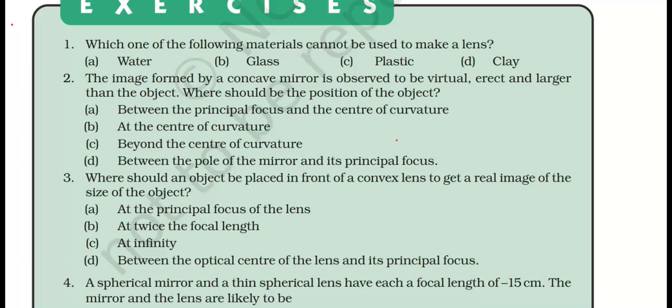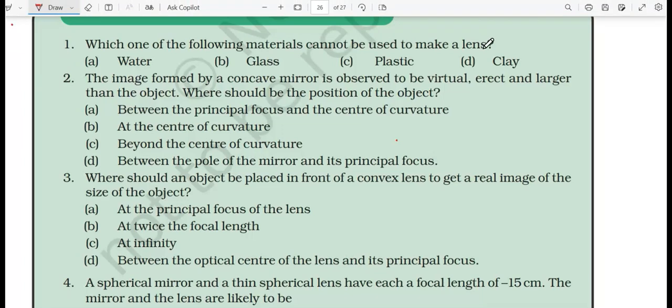So our first question is, which of the following materials cannot be used to make a lens? Students, do you know the property of the material needed to make a lens? That light should pass through them so that refraction can take place, right? So water, can light pass through water? Yes. Can light pass through glass? Yes. Can light pass through plastic? Yes, if it is transparent. Can light pass through clay? No. So can we make a lens using clay? No. So we cannot make a lens using clay. So the correct answer for this is clay.